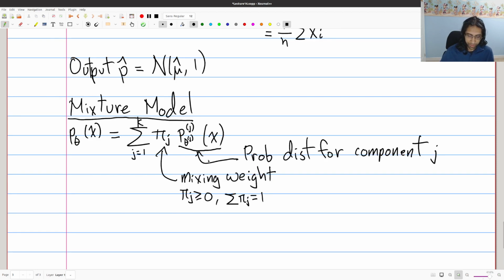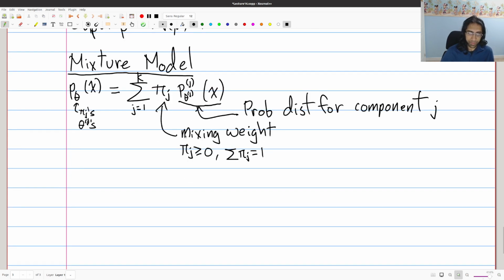Maybe this doesn't mean much to you. Let's be clear about what the parameters of this model are. When we have this model, the parameters are the pi j's, as well as the theta j's for all of these different models. Basically the parameters of each individual model, as well as the mixing weights. Those are all the parameters that we have. Again, like I said, this might be a bit weird. It's a linear combination of these things, and I don't find that super intuitive as is. The way I usually think about mixture models is how we sample from them.